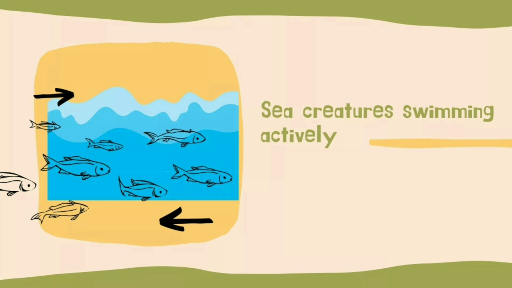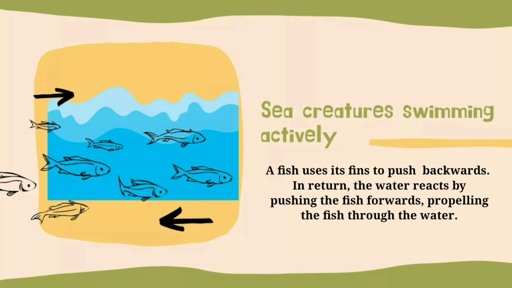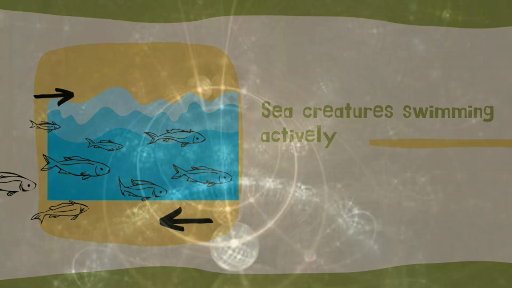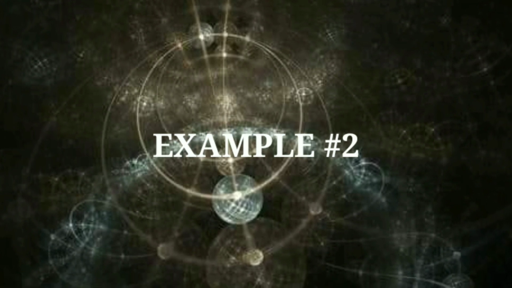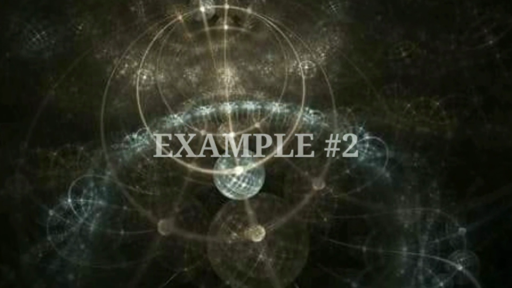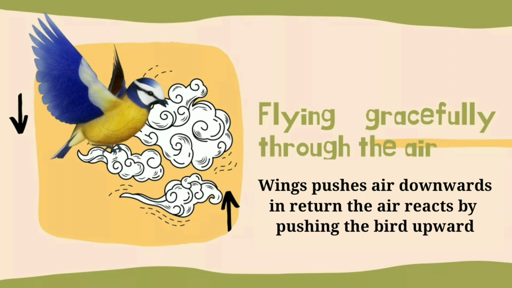Sea creatures swimming actively: a fish uses its fins to push backwards. In return, the water reacts by pushing the fish forwards, propelling the fish through the water. Birds flying gracefully through the air: wings push air downwards. In return, the air reacts by pushing the bird upwards.